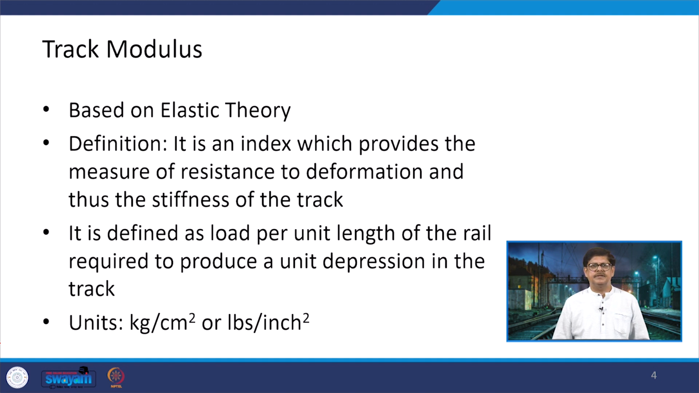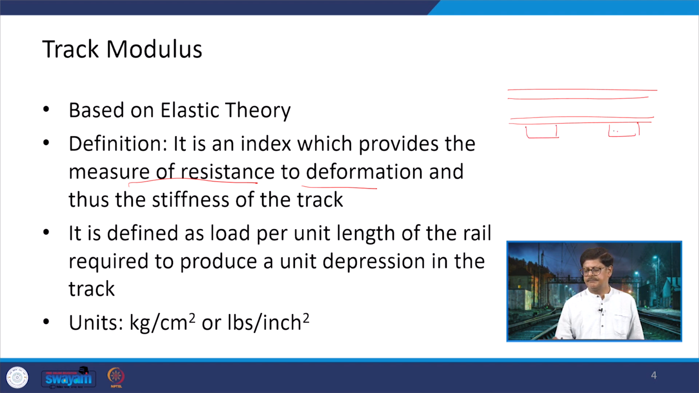Now, track modulus is based on the elastic theory. What is track modulus? It is an index which provides a measure of resistance to deformation, and thus the stiffness of the track can be identified. So, we have a rail section, and below that there are sleepers, and then there is a wheel at the top of it which is moving in a direction.